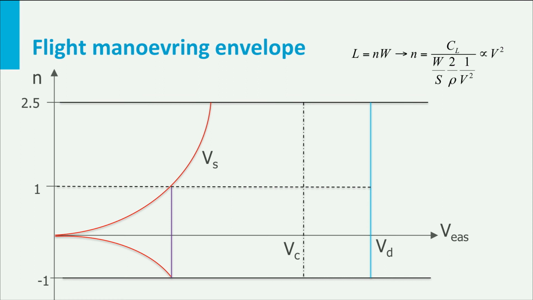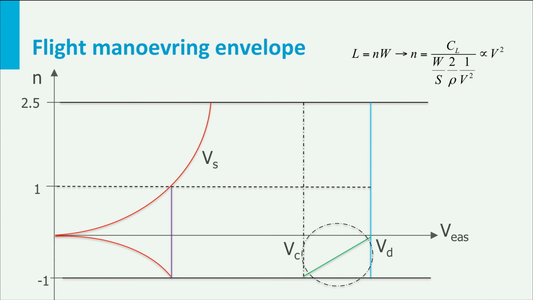The design dive speed, the name already indicates it, is one that typically will only be encountered in a dive. If one conducts a maneuver with a negative g, it means the stick is being pushed forwards and the plane will go in a steeper dive. So the combination of airspeeds beyond the design cruise speed and negative load factors will not be encountered. If the aircraft is in that situation, it will go beyond the design dive speed anyway. And this is why there is one additional limit, from the negative load factor limit at the design cruise speed up to 0g at the design dive speed. Now this completes the maneuver envelope.